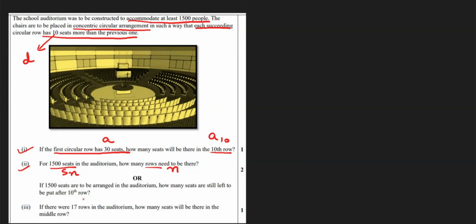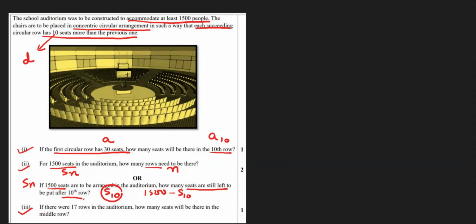The choice question is, if 1500 seats are arranged in the auditorium, that means the sum total Sn is 1500, how many seats will be left to be put after the 10th row? So we'll find the sum total of all the number of seats placed in the first 10 rows, and then this S10 we will subtract from the total number of seats in the auditorium, that is 1500. So we will do 1500 minus the sum total of the seats placed up to the 10th row. That is the choice question.